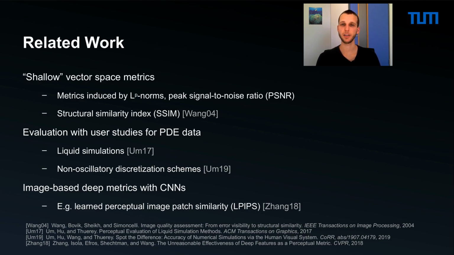Furthermore, we can evaluate simulation data via user studies, so by essentially showing the data to a bunch of humans to determine the similarity. This has been done, for example, by Um et al. for liquid simulations and non-oscillatory discretization schemes. As you can imagine, this evaluation is quite costly and also takes a lot of time and is not really suitable overall. The third category are learned image-based metrics using CNNs. There are quite a few of them. Here is just listed, for example, LPIPS. And they are not really optimal either, because the data distribution of images is really different from the ones that we are interested in.